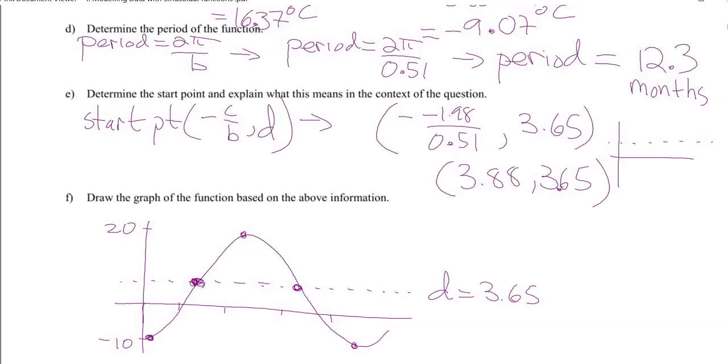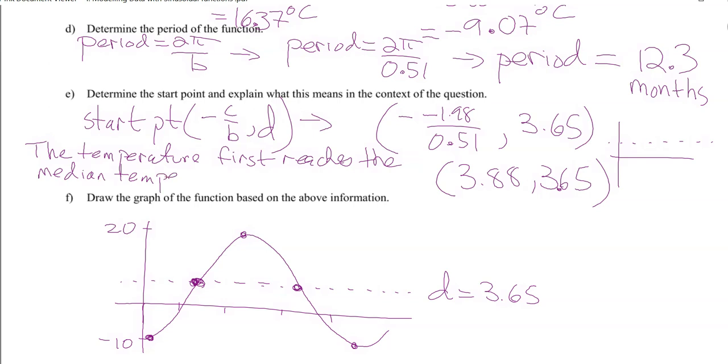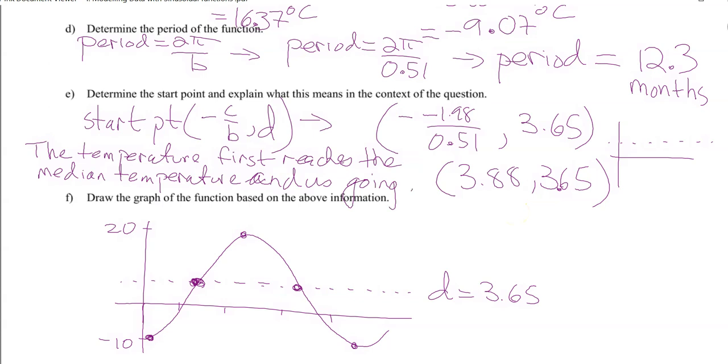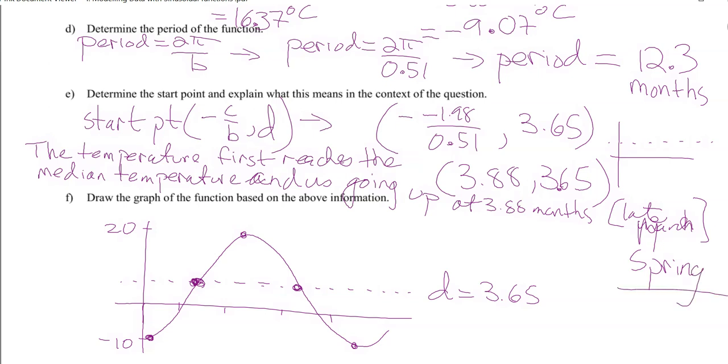So the question here, or the start point, what does it mean? The temperature first reaches the median temperature and is going up, at 3.88 months, which we'll call late March, or spring.